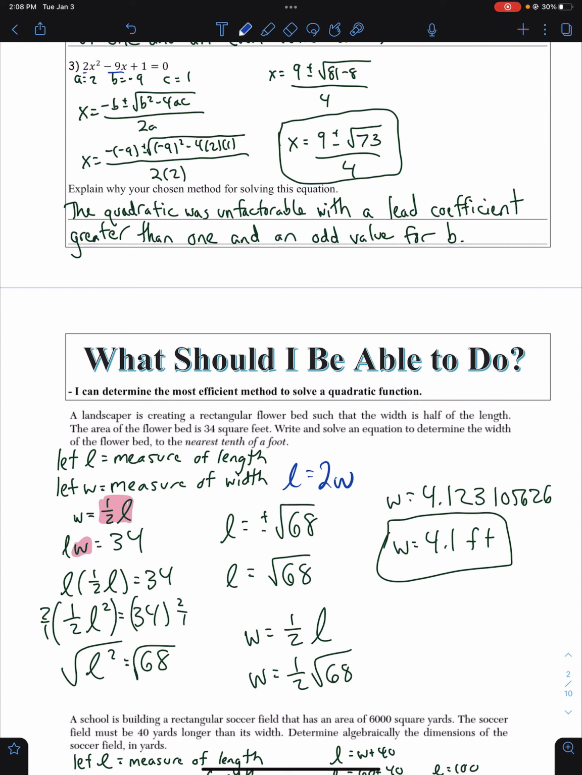So what that would be, 2W times W equals 34. And you get 2W squared equals 34. W squared equals 17. The square root of 17, rounded to the nearest tenth, is 4.1. So you could have done that too. Actually, now looking at it, that's way easier than what I did, because you get W right off the bat.